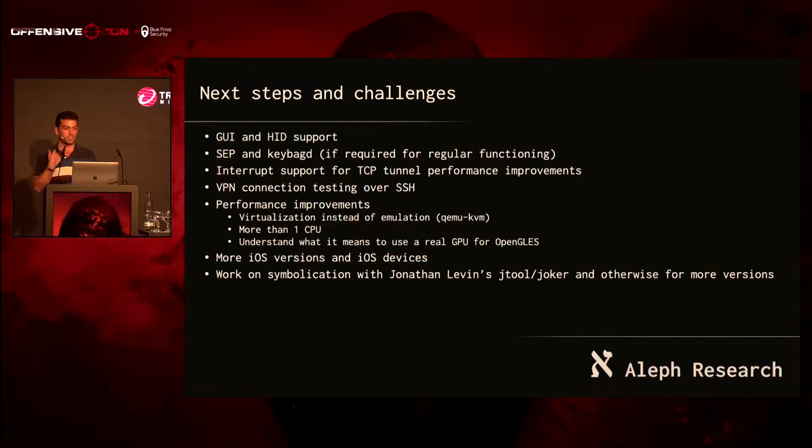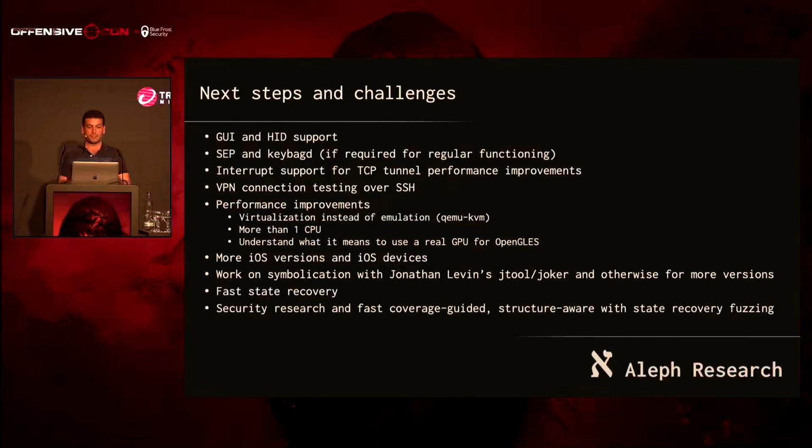We want to work on symbolication with Jonathan Levin's jtool or otherwise to support more iOS versions. We want to implement fast state recovery. And of course, the main motivation for starting this all was to conduct security research, and we intend to do just that. And we intend to do fast coverage-guided structured fuzzing with state recovery.